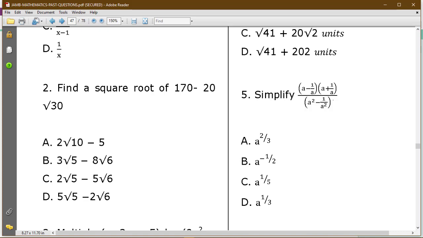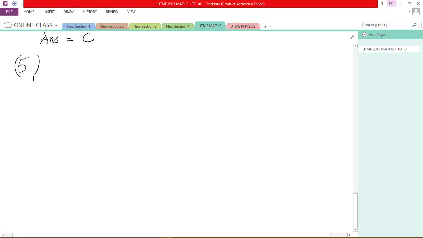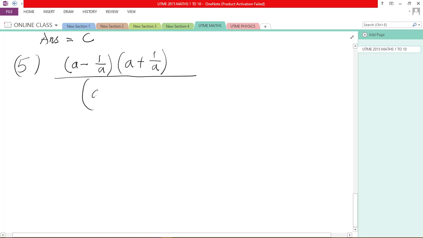Now let's go there and see what we have here. Let me rewrite the question. They said that we should find a minus 1 all over a times a plus 1 all over a, all divided by a squared minus 1 all over a squared.